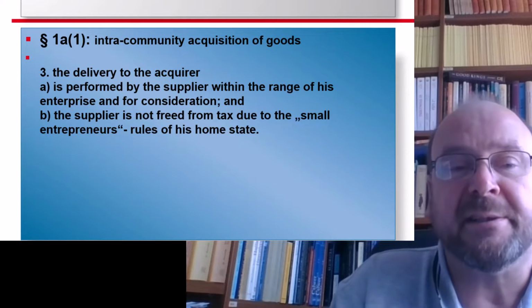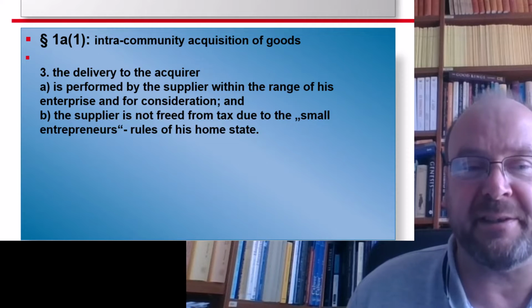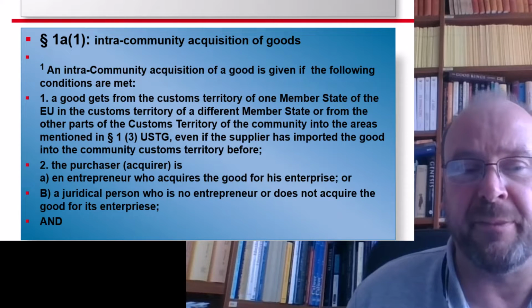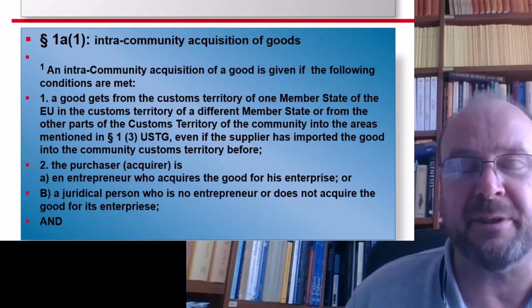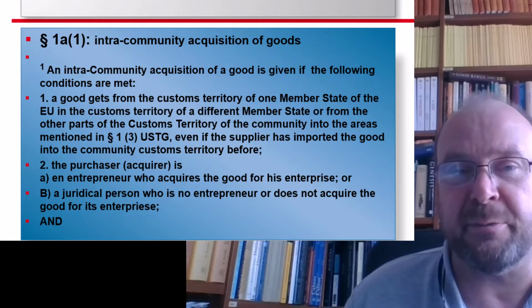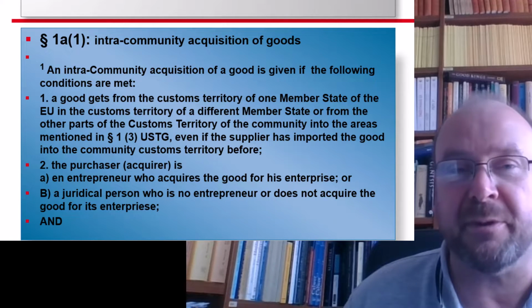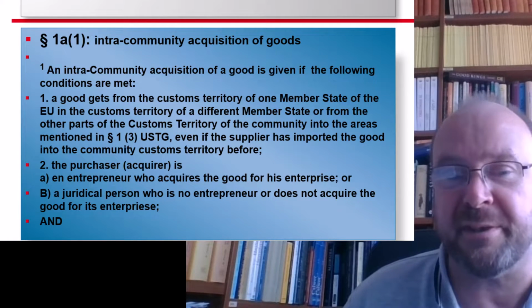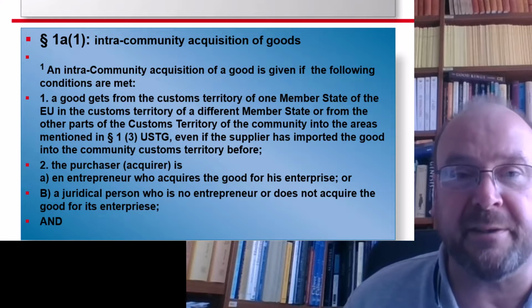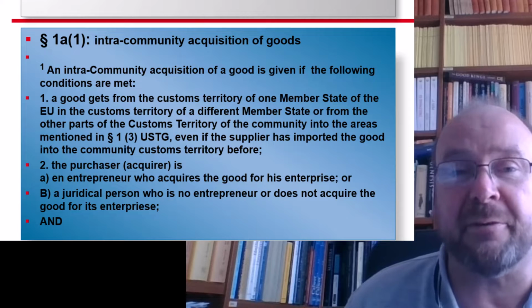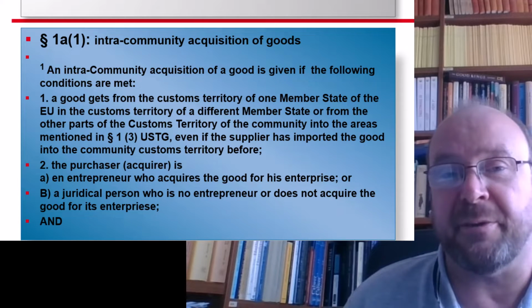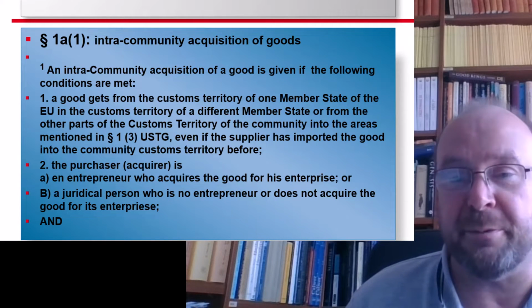So we find this basic definition here in the text of the law. The three numbers just express what we had already expected. Intra-community acquisition, number 1, can only happen if a good crosses the border within the community, so within the European Union from one state to the other. Second, if the buyer is a person capable of declaring VAT. And third, the natural condition, if the whole thing has been sold by an entrepreneur.